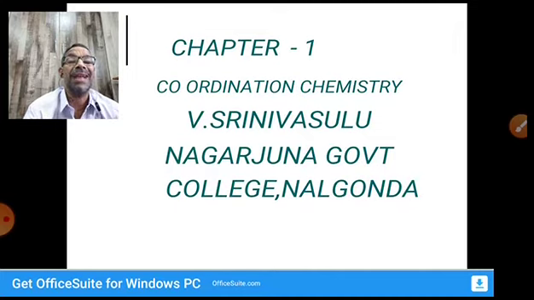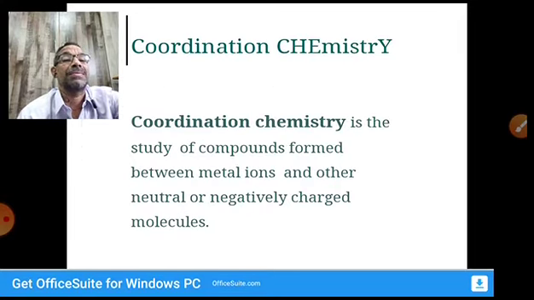Then in this session, we discuss isomerism in coordination compounds. So what is isomerism? What is the classification of isomerism? How many types of isomerism do we discuss in this chapter? And we will discuss some types of structural isomers in this session. So we are going to start today's class.